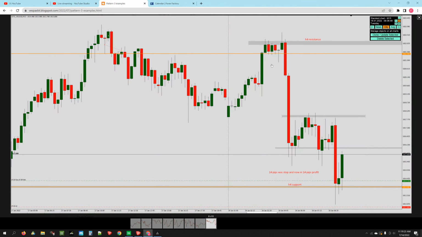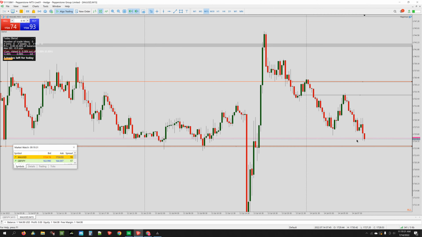This is pattern 3. We have done a fake out right over here, and we can potentially execute a buy position if we do a fake out below 1722 area, but that is just an anticipation and anything at any time can happen. So we will just wait.